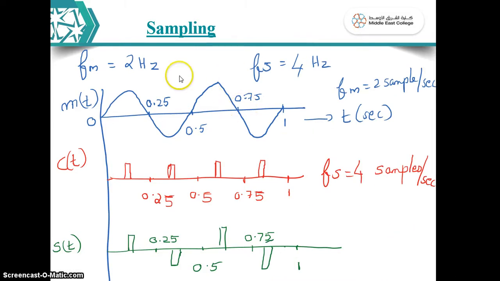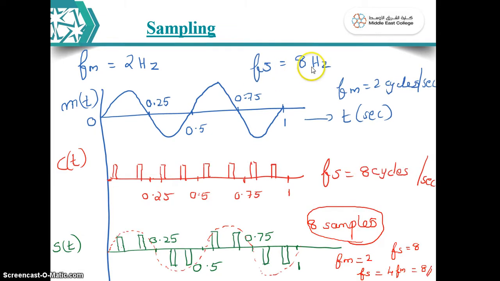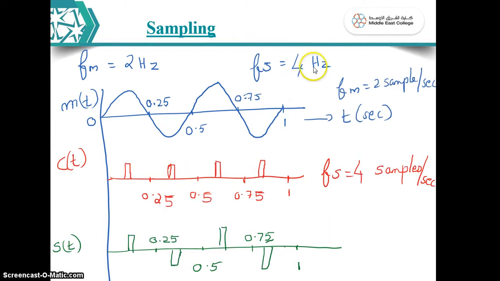But here I have reduced Fs to 4 Hz. In the previous slide, I showed 8 samples at 8 hertz. Currently, I have shown only 4 hertz. Now, the same message signal is drawn with 2 hertz. How many samples have I taken? Only 4 samples. Only 4 samples I have considered over here.